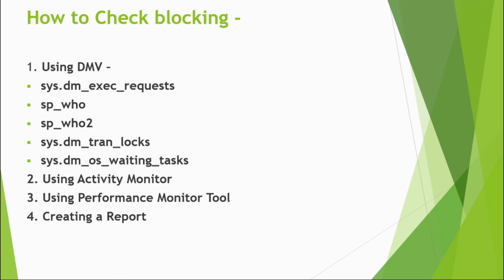The second method is using Activity Monitor. You can check which process is blocked and which process is getting affected and which SPID is present for that particular session. The third method is using a performance monitoring tool. It will give you a live graphical visual of blocking or any other performance parameter. The last one is by running a report. You can run a report and get all the information about the blocking sessions.